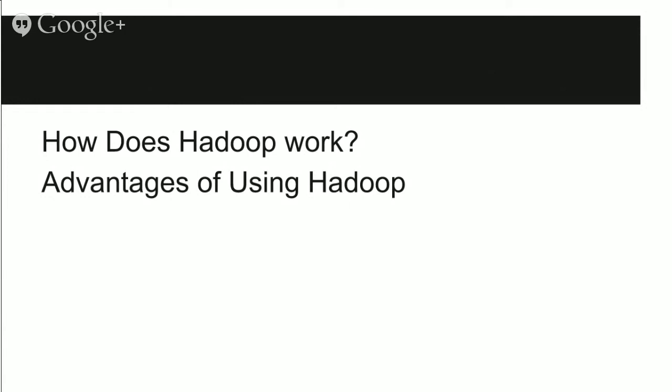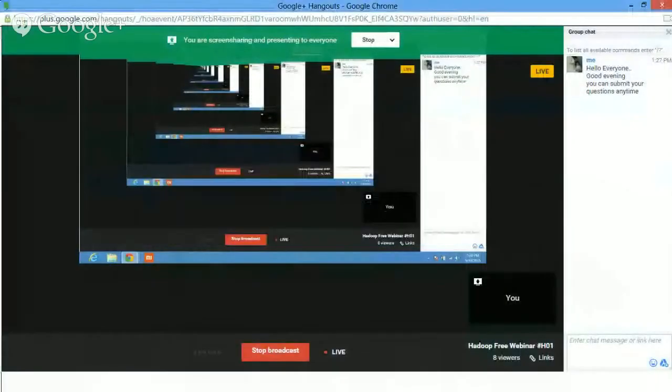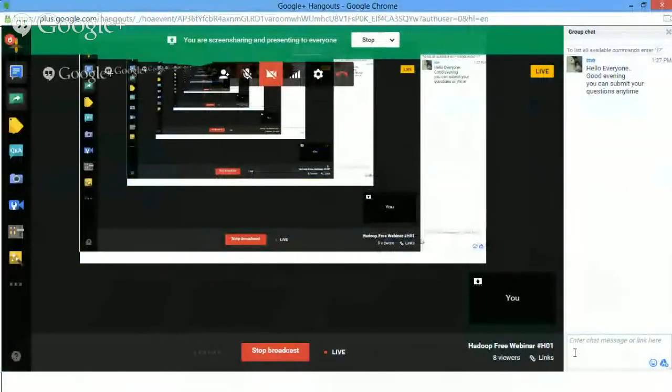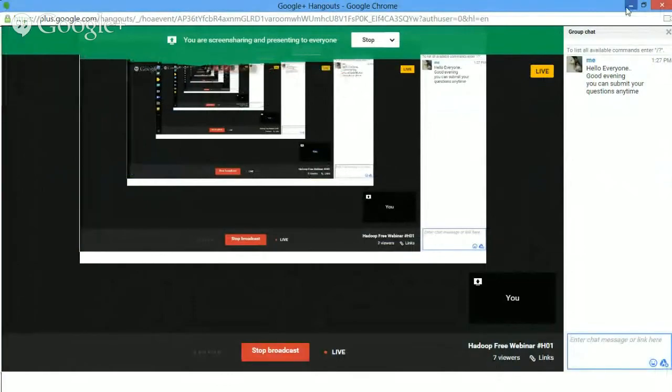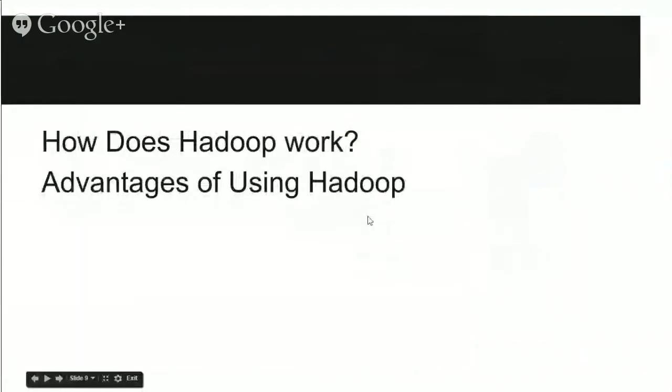Next, coming to the advantages of using Hadoop. One second, let me just check whether you have any doubts so far. Okay, moving forward, what are the advantages of Hadoop?